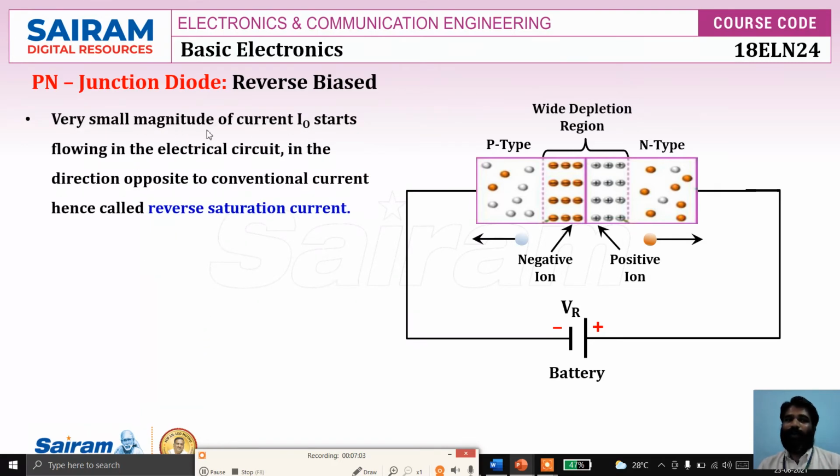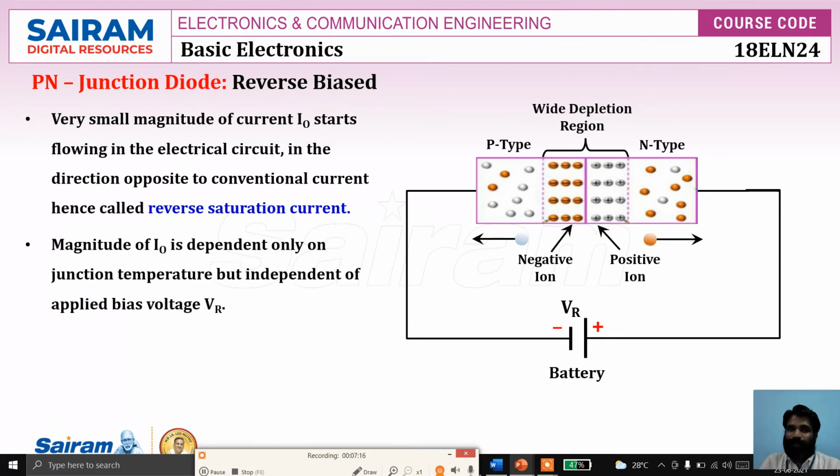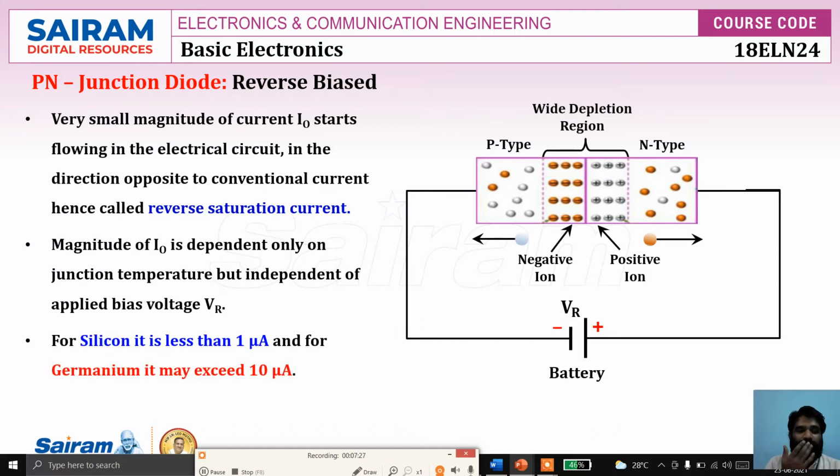So a very small magnitude of current, I0, starts flowing in the electric circuit in the direction opposite to conventional current. Hence it is called reverse saturation current. The magnitude of reverse saturation current depends only on the junction temperature. It does not depend on the applied voltage VR. For silicon, the reverse saturation current is in the order of 1 microamp, and for germanium it may exceed 10 microamps. So this is about the reverse biased PN junction.